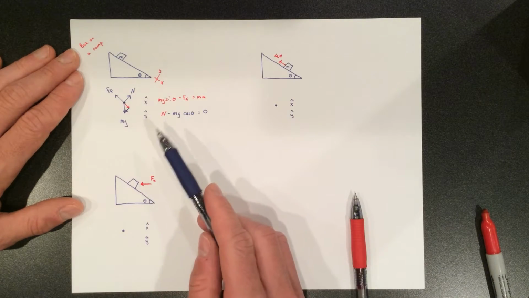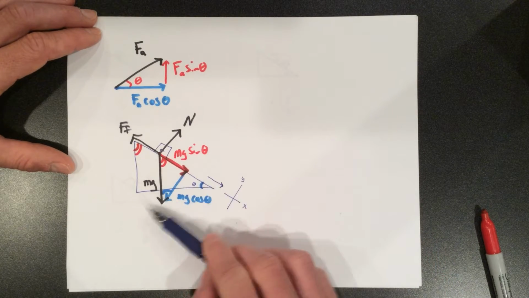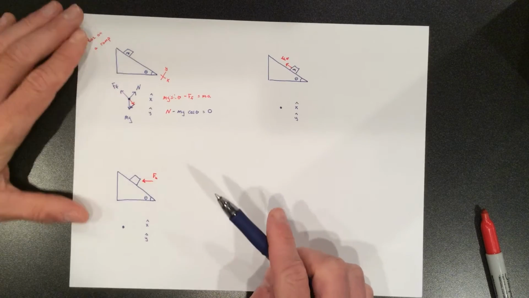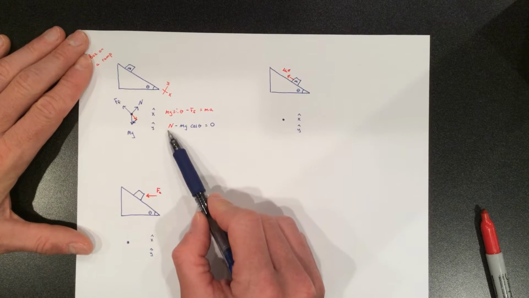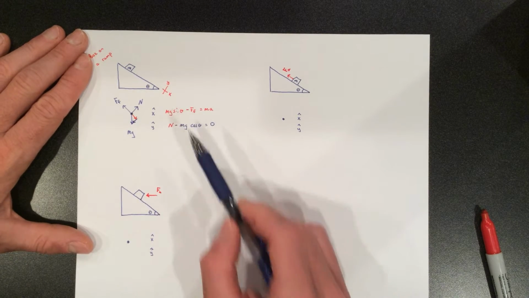Look back on the previous example. This picture right here, you're going to draw it 1,000 times. mg sine theta is down, mg cosine theta is in. The in will always end up balancing somehow or be affiliated with the normal force. This is going to correspond to the actual acceleration because this is about the force making it move.